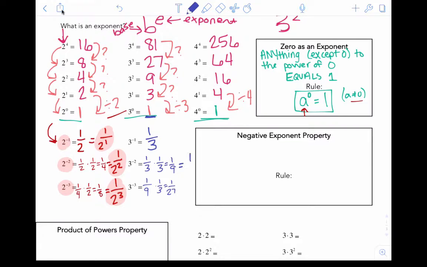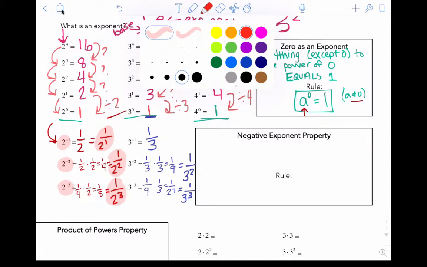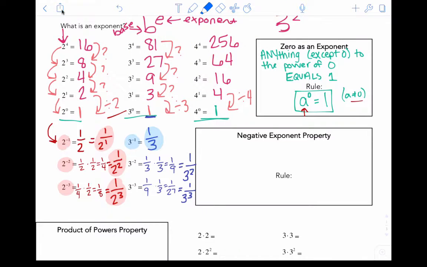1 over 9 is the same as 1 over 3 squared. 1 over 27 is the same as 1 over 3 to the third. Once again, I'm looking at these patterns and I'm noticing that to get from 3 to the negative first to 1 over 3, and then 3 to the negative second to 1 over 3 squared, and 3 to the negative third to 1 over 3 to the third, I'm taking the inverse of it, and then I'm making the exponent positive.